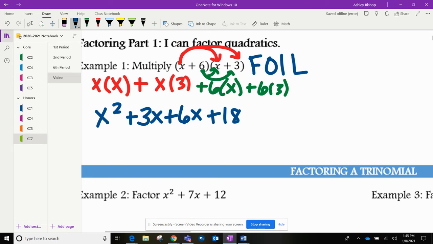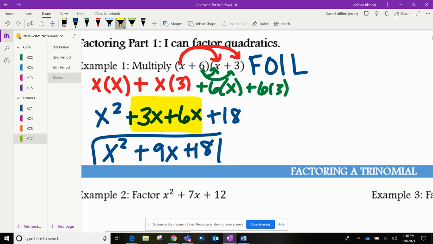And you are almost done. We just want to clean this up so it is as simplified as possible. So my middle two terms should be like terms, my 3x and my 6x. So I want to rewrite those so that those are combined. So I'm going to make it x squared plus 9x plus 18. This is my final answer. This step was not your final answer because it wasn't simplified. So that's the FOIL method.